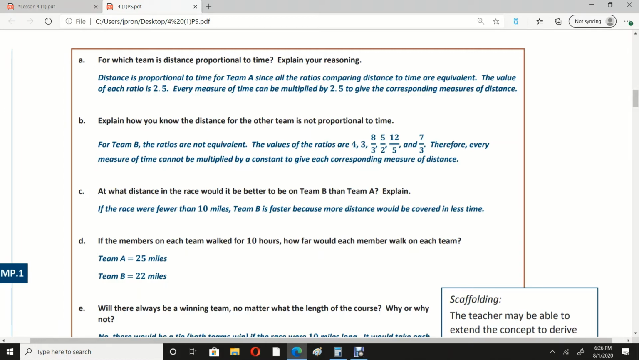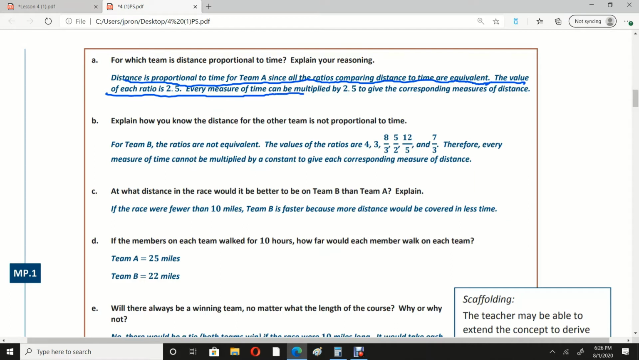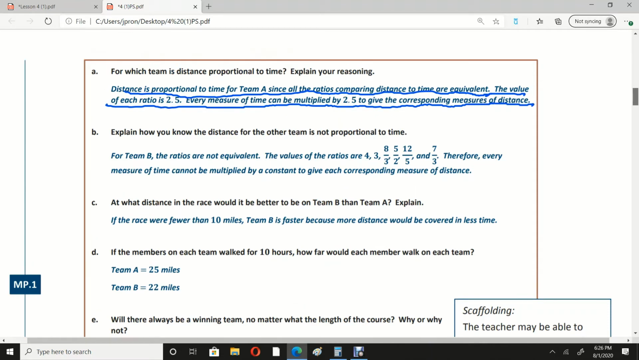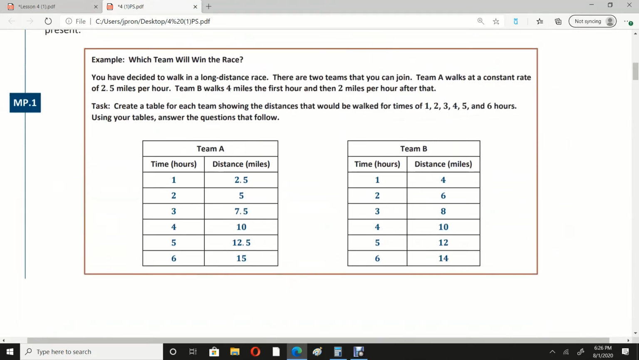Their answer: the distance is proportional to time for team A, since all the ratios compared to distance are equivalent. The value of each ratio is 2.5. Every measure of time is multiplied by 2.5 to give us the corresponding measurements of distance. That's a lot, and you don't necessarily have to write all that, but 2.5 is the key number here, right?